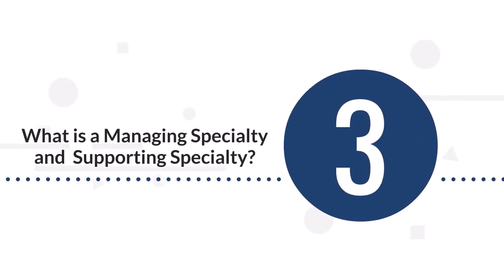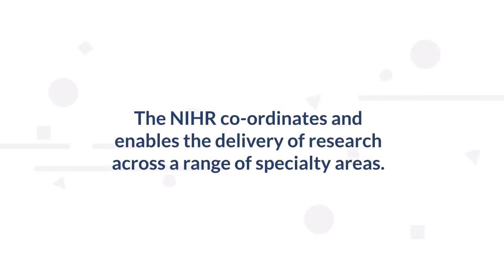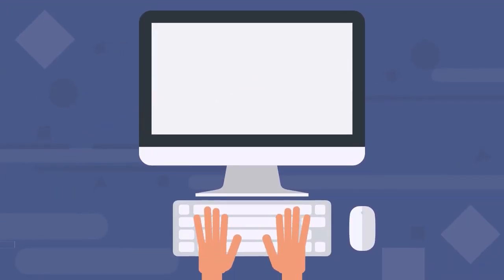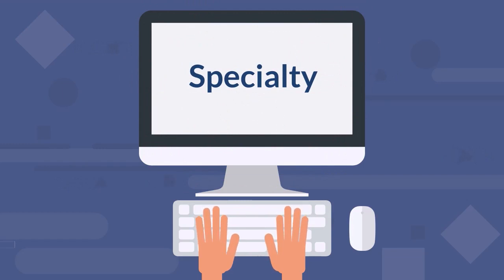What is a managing specialty and supporting specialty? The NIHR coordinates and enables the delivery of research across a range of specialty areas. When a study comes onto the NIHR portfolio and a study record is created in our Central Portfolio Management System, CPMS, it is assigned a specialty. What specialty area a study is assigned to depends on where resources will be needed to deliver that study. So, for example, a study in breast cancer is assigned a managing specialty cancer, as the majority of patients will be recruited from cancer services where resources to recruit participants will need to be placed.